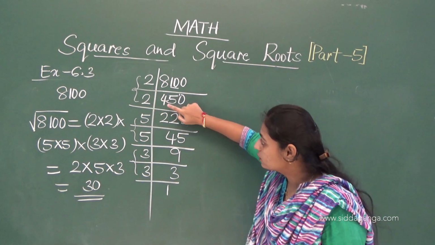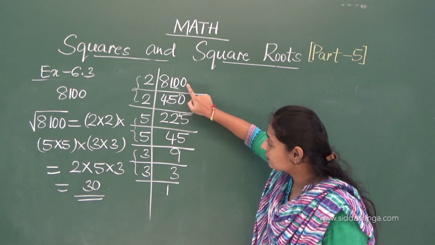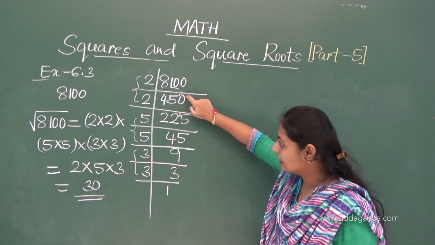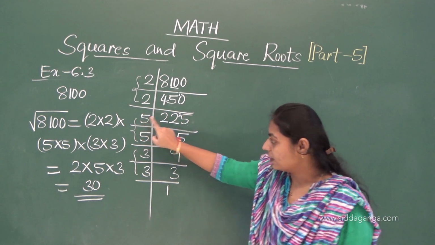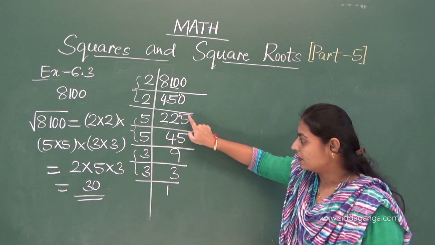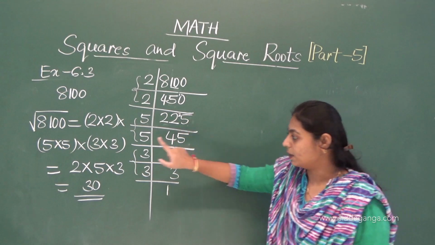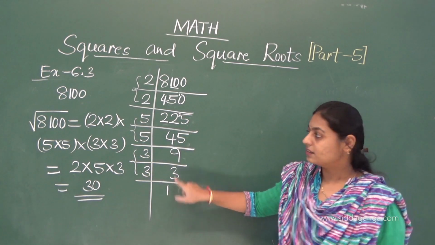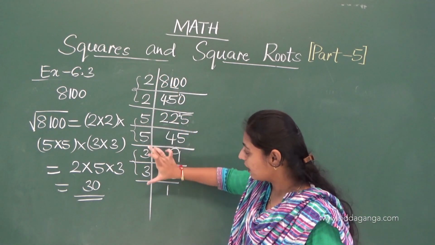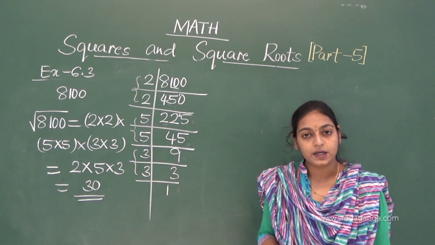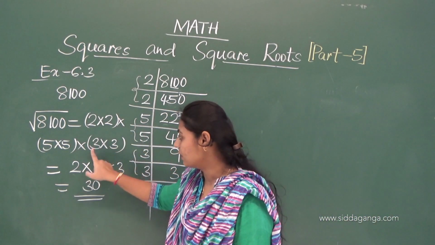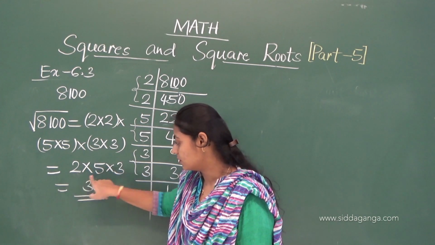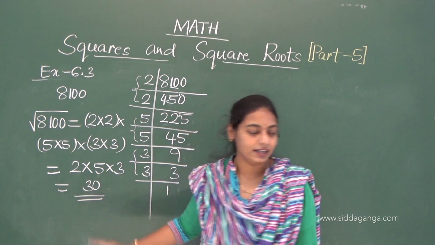First 2, 2 4s are 8, 2 5s are 10, 0. Again 2, 2 2s are 4, 2 2s are 4, 2 5s are 10. Again find the 2 4s are 20, 25, 5 5s are 25. Again 5 9s are 45, 3 3s are 9, 3 1s are 3. 2 into 2, 5 into 5, 3 into 3. Make the pairs of similar numbers and then take out one factor from each of these pairs. 2 5s are 10, 10 3s are 30.